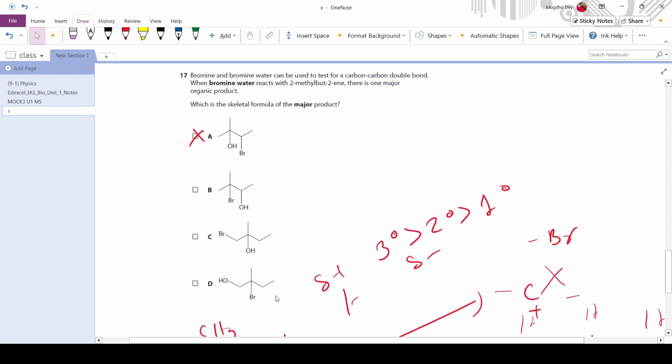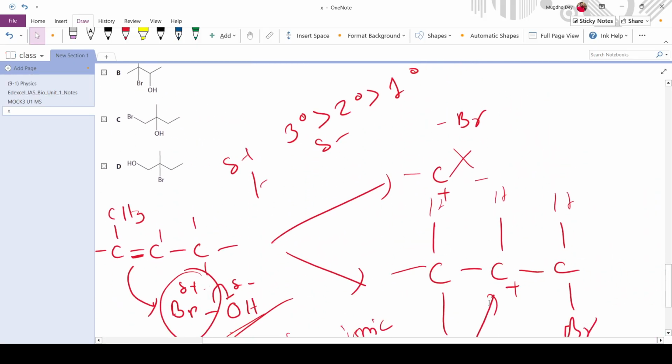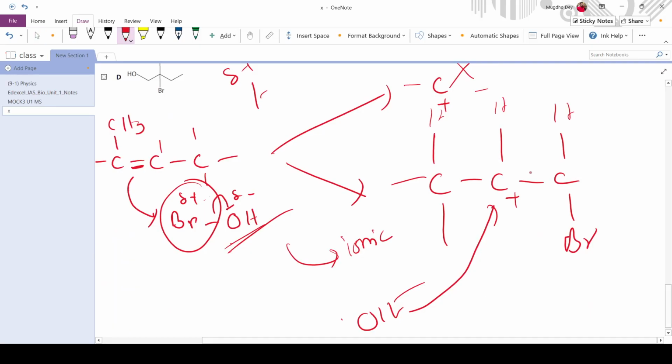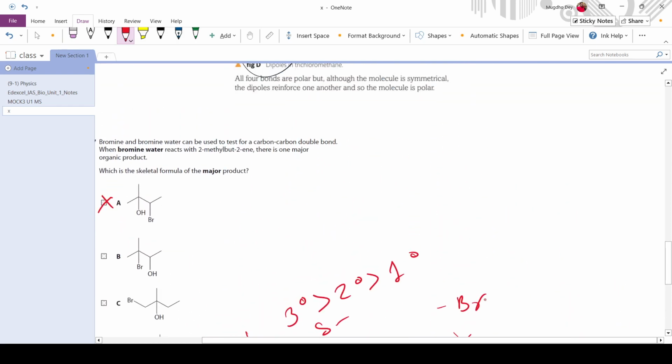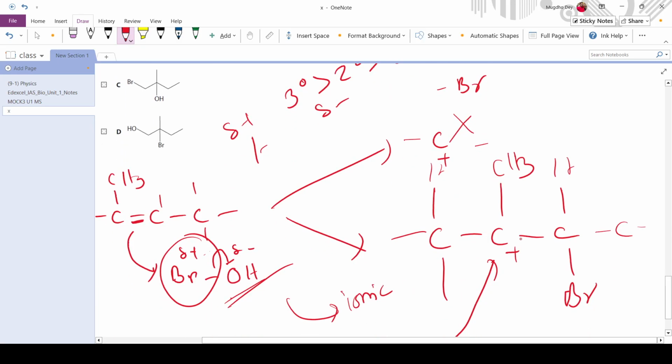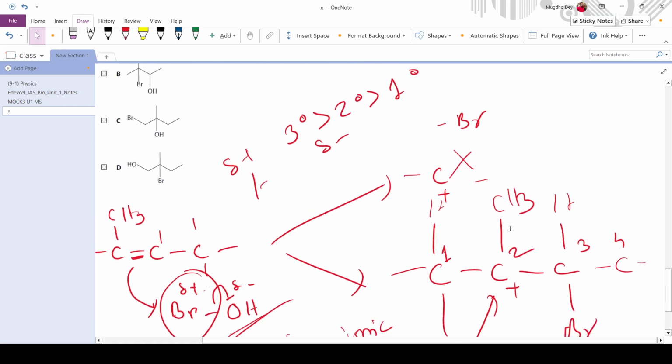Br is supposed to be on the, sorry, you mean this one? I mean this one. Look, I'll be honest. First of all, why will it be in the second carbon? Please tell me. Why do you think it will be in the second carbon? Look, I have to see.